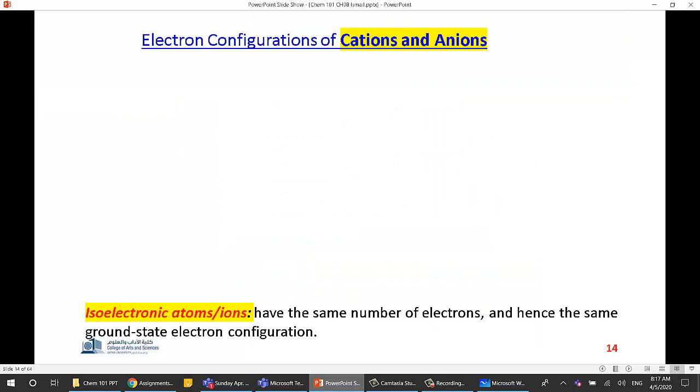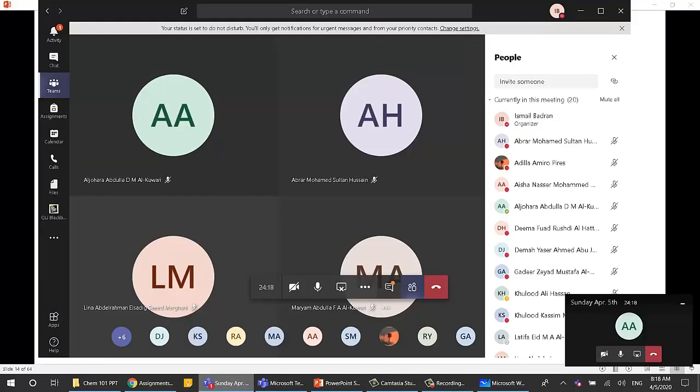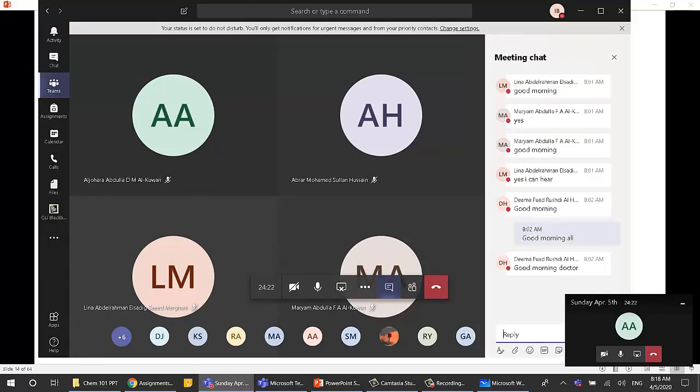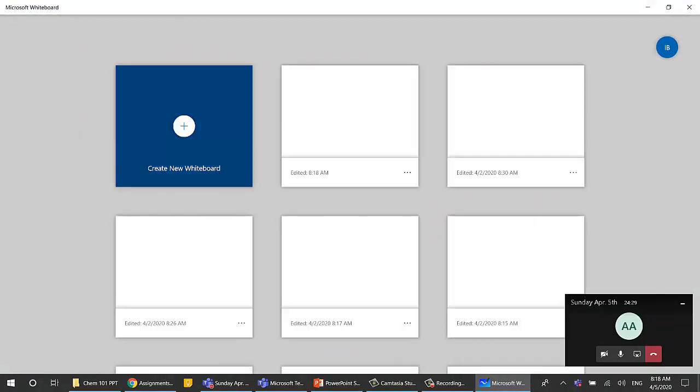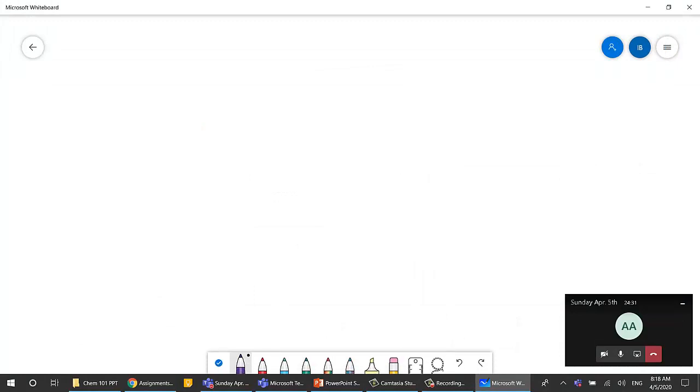Now, let's move on to something about cations and anions, electronic configuration for cations and anions. Let's take a quick example, which we always talk about. Let's talk about sodium, which has 11 electrons, and let's talk about fluorine, which has 9 electrons.